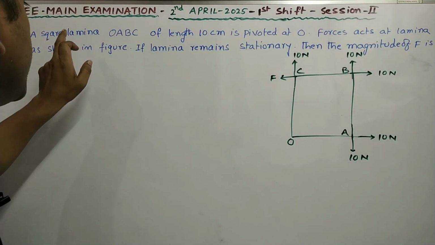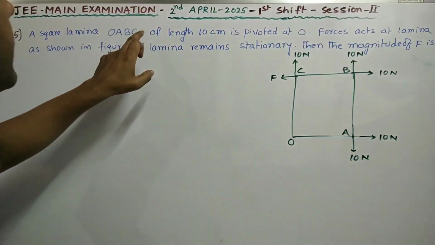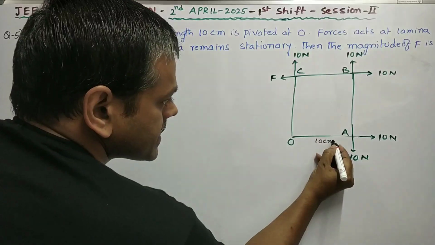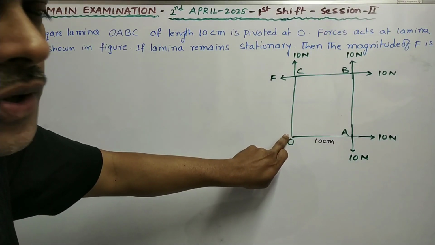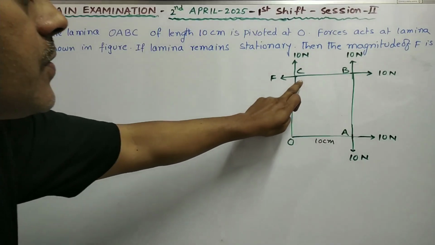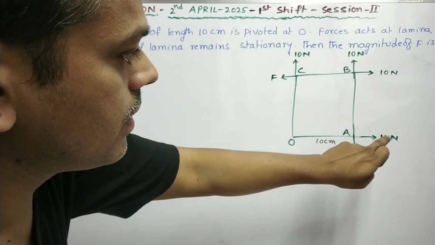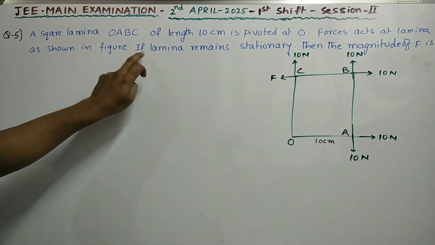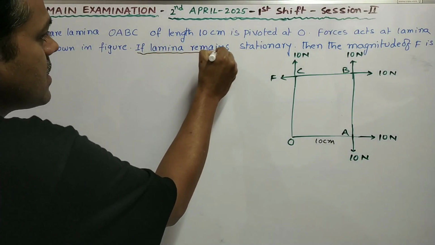Right. The fifth question: a squared lamina OABC of length 10 centimeter is pivoted at point O. That means it is fixed at point O. Forces act on the lamina as shown in the figure. At point A there are two forces, 10 Newton acting along the horizontal and along the vertical. At B also like that, at C also like that. If the lamina remains stationary, what is given? This is the hint in this question.